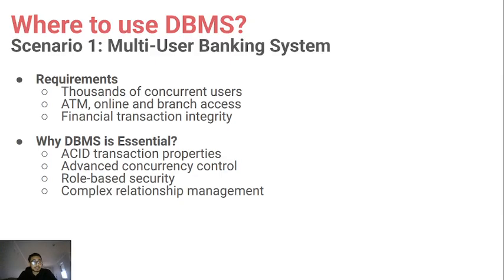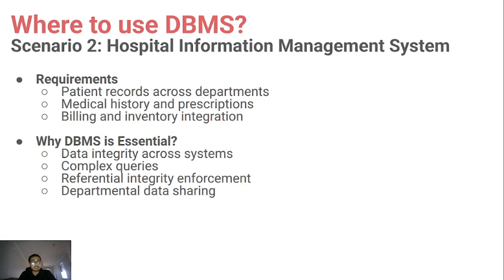Furthermore, the complicated relationships between clients, accounts, loans, transactions, and branches necessitate the relational model that DBMS provides. Security is critical. So different bank employees require different access levels, which DBMS role-based access control accomplishes flawlessly. So traditional file processing cannot safely handle this level of complexity, parallelism and security. So now let's talk about the next scenario.